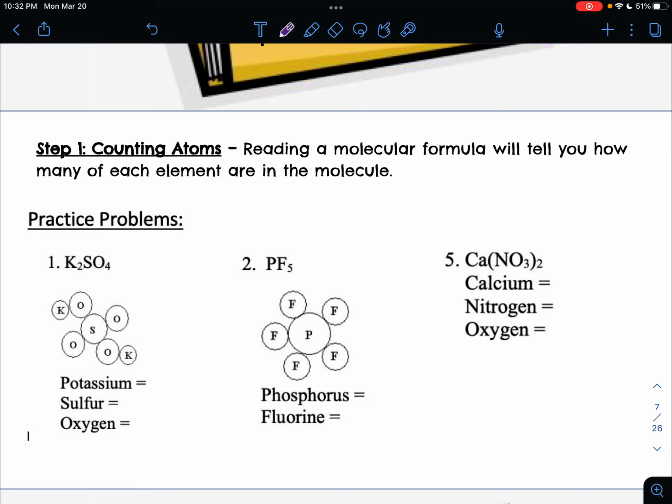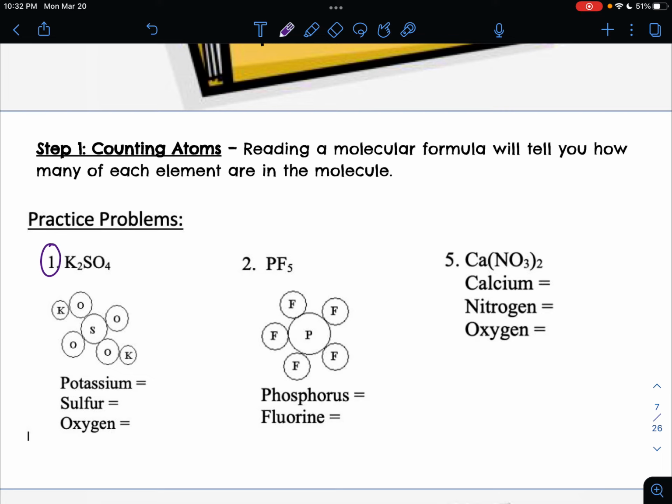I'm going to do a few of them for you, and then you're welcome to just pause the video and complete the rest of them as you go, and then start the video back again when you're ready. So to get started, let's look at number 1. This one has a picture drawn out for you of what this molecule actually looks like.